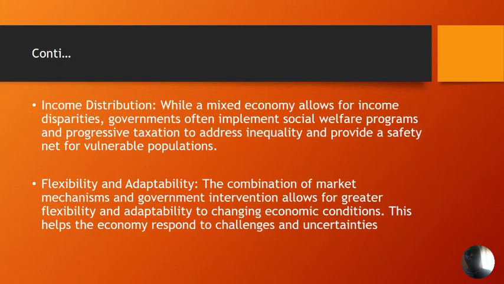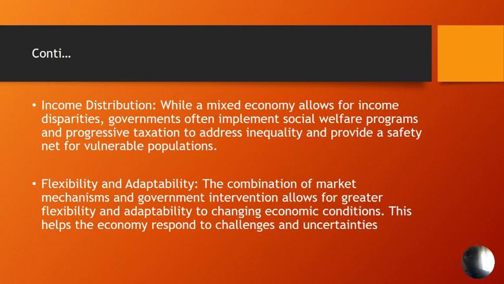Then also you have to look at income distribution. In a mixed economy, there are income disparities. Government often implements social welfare programs like means-tested benefits and unemployment benefits that aim to redistribute income and wealth to the disadvantaged people in the country. So we have even progressive taxation, which addresses inequality, whereby we tax the high income earners the most and we tax the low income earners less, and provide a safety net for vulnerable populations, because you know that the people who are vulnerable need government protection in terms of redistribution of income and wealth.